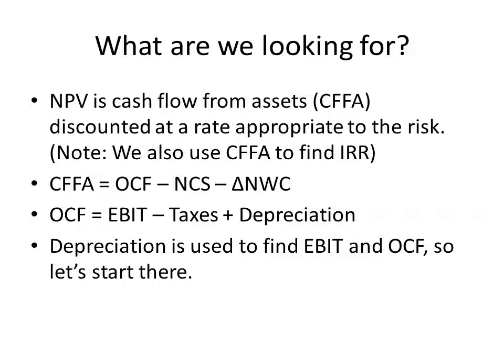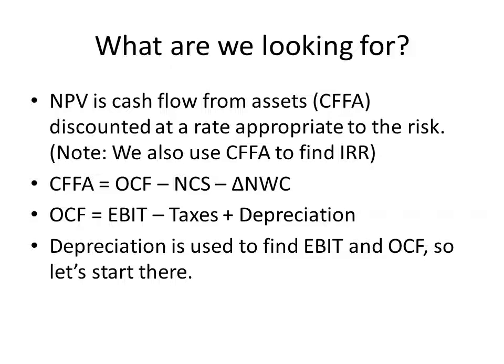Well, they ask for NPV. How do we find NPV? Well, the NPV is just the cash flow from assets discounted at a rate appropriate to the risk. In other words, it's the sum of the present values of the cash flows from assets. So we need to find cash flows from assets. And the good thing is, once we find cash flows from assets for all the years of the project, we can also find IRR quite easily, and I'll show you how to do that.